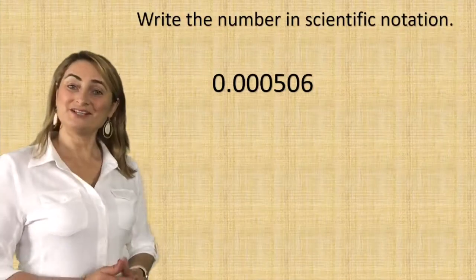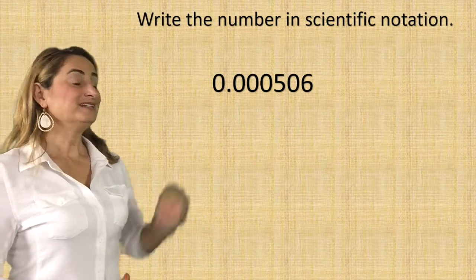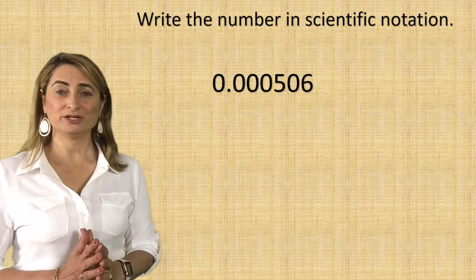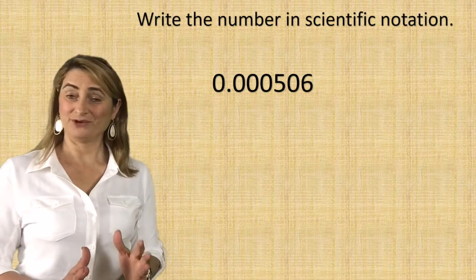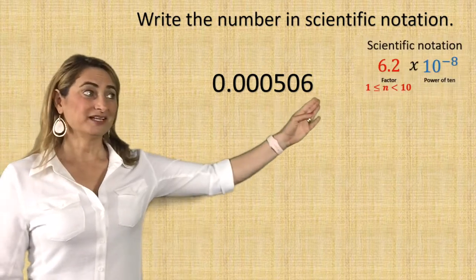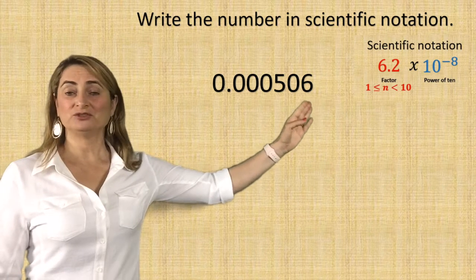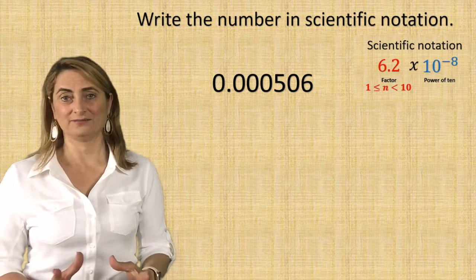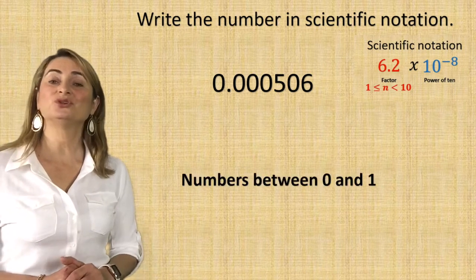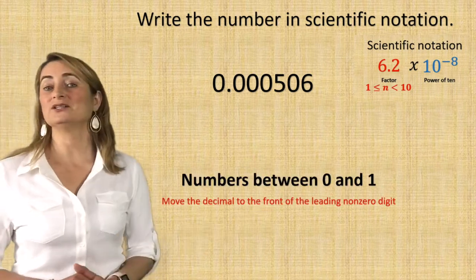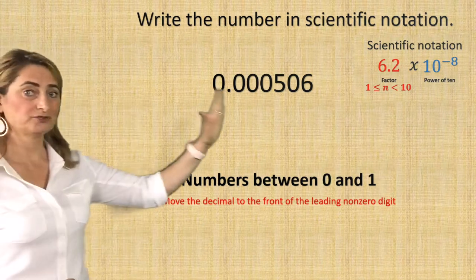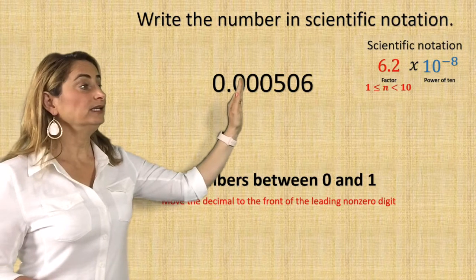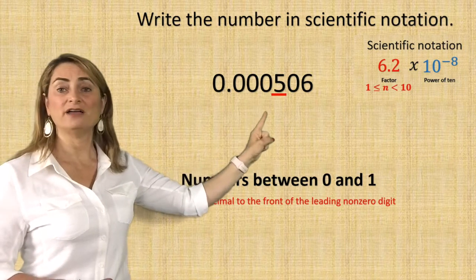Now, how about this number? Write it in scientific notation. Watch how this number is a very small number between 0 and 1, right? As a reminder, scientific notation should have a factor between 1 and less than 10 times a power of 10. So your first step always is to look for the leading non-zero digit. We always read from left to right, so read from left and look for the first leading non-zero digit, which is the 5. Underline that.